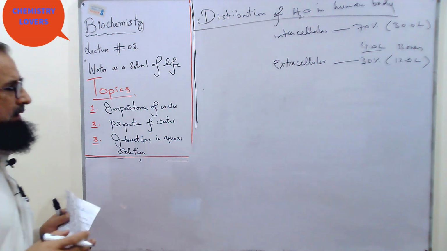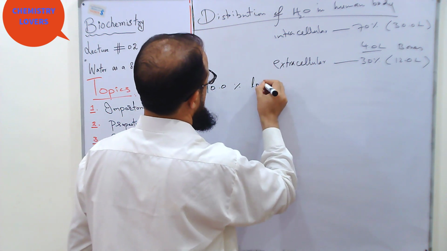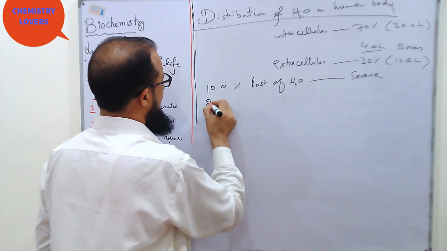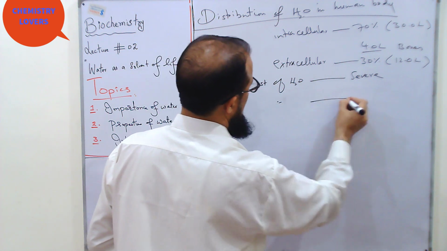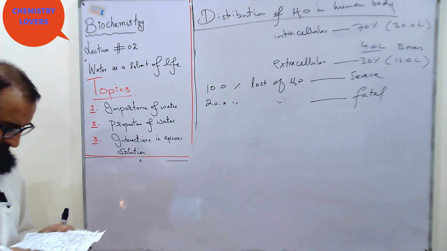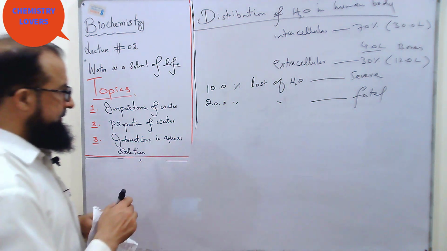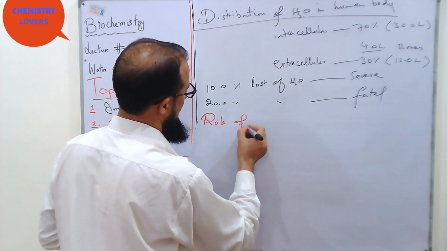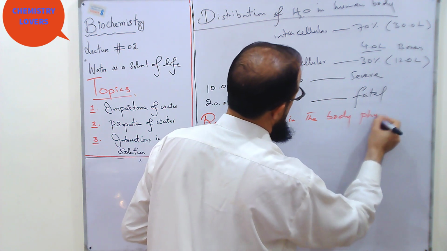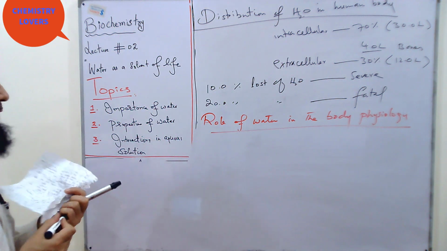So water has an important role in our life, and if we lose 10% of water, it will create severe problems, and if we lose 20%, it will become fatal. It can cause death. Now, the role of water in the body physiology. So different organs have different roles. And what is the role of water?